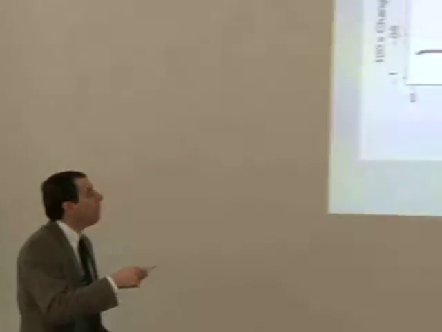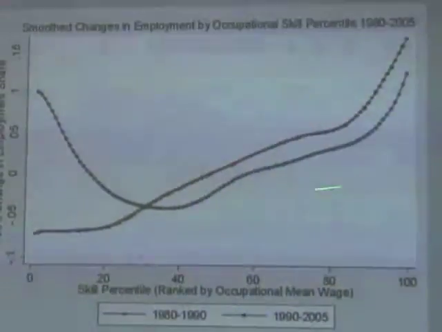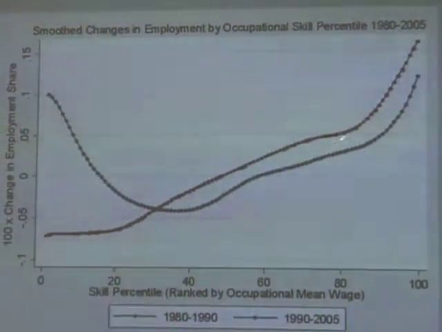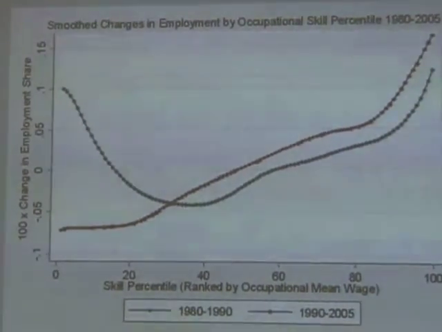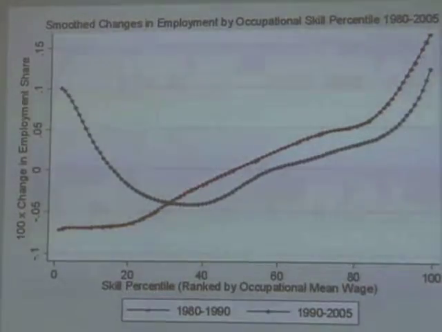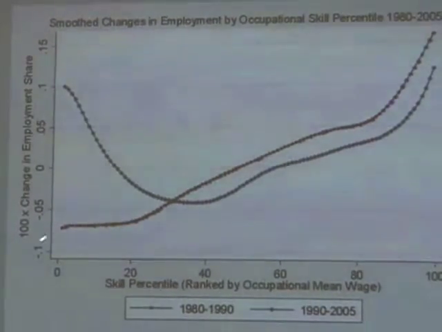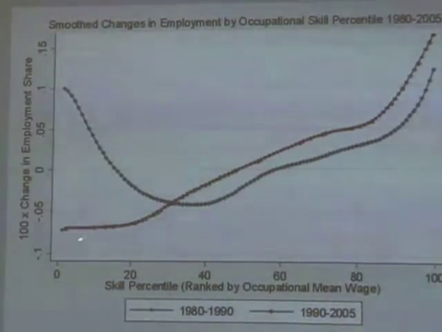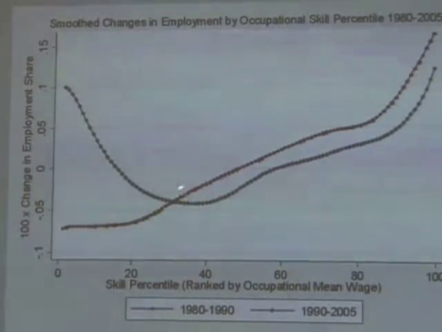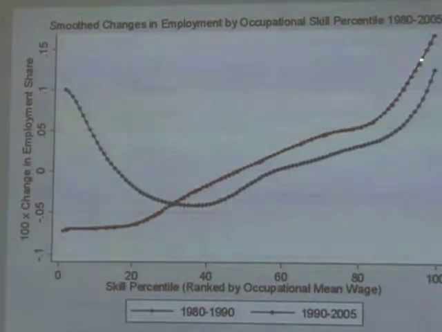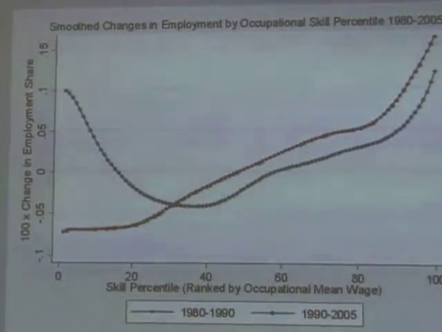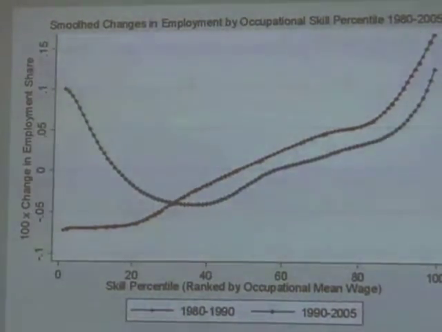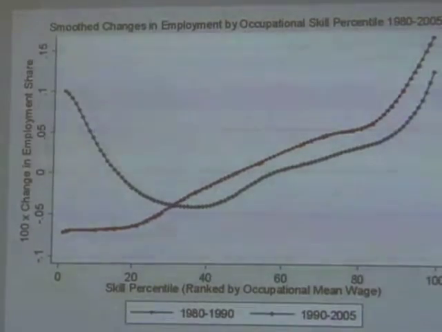And what's done here, in work with David Dorn, is we rank occupations by their mean wage in 1980, and then we look at the changes in employment share over the next time interval. And what you can see is that in the 1980s, employment growth is strongly monotone in wage percentile. So high wage occupations are growing as a share of employment, low wage occupations are contracting. These changes in shares have to integrate to zero.